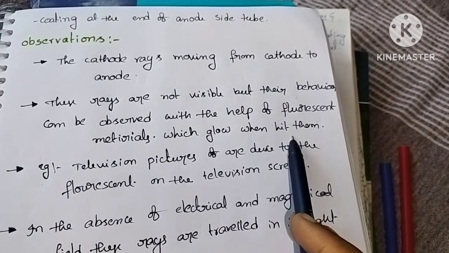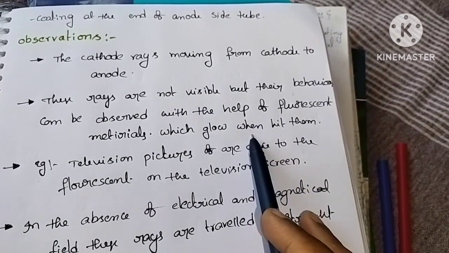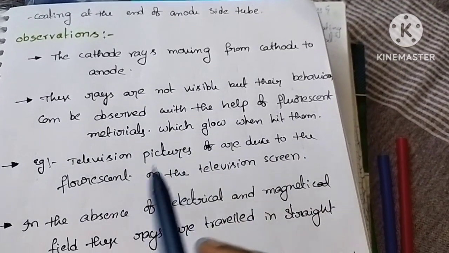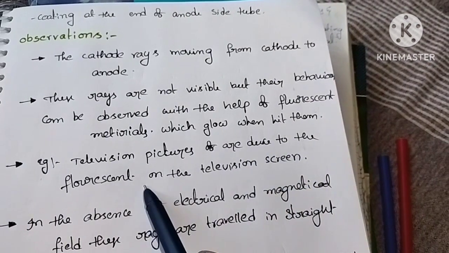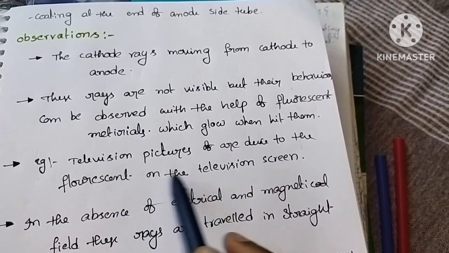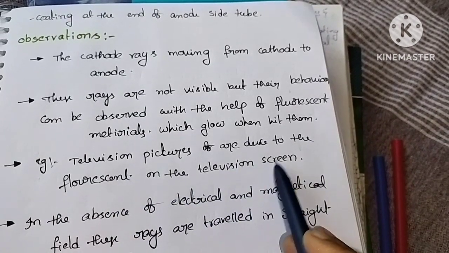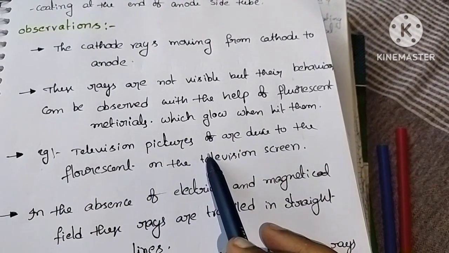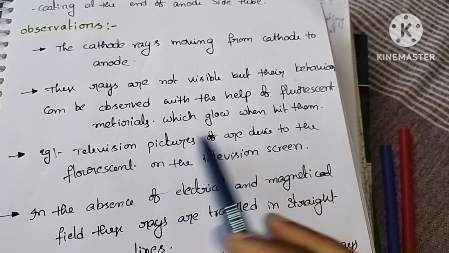For example, among fluorescent materials, television pictures are due to the fluorescence on the television screen. Due to the presence of fluorescent material on the television screen, we observe the television pictures. This is an example of fluorescent materials.